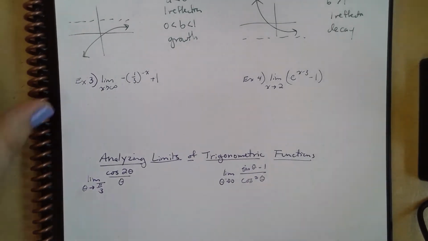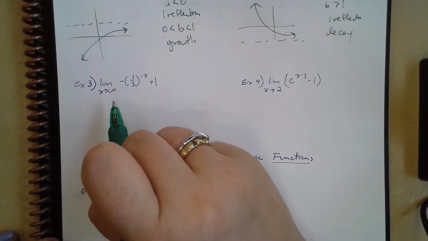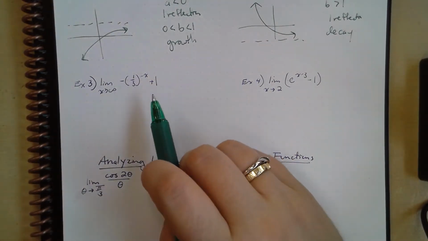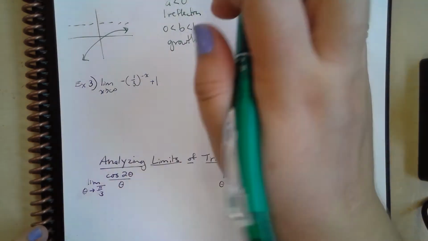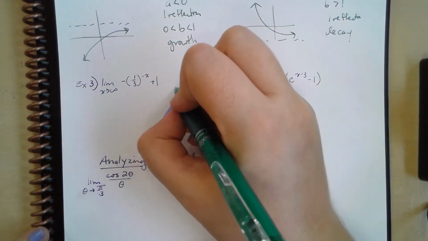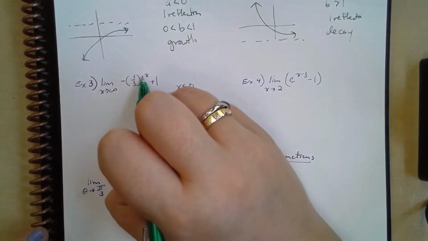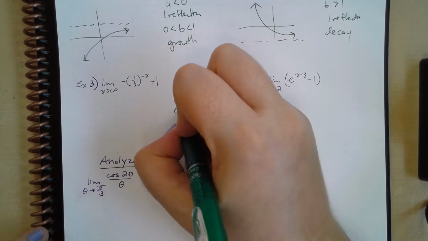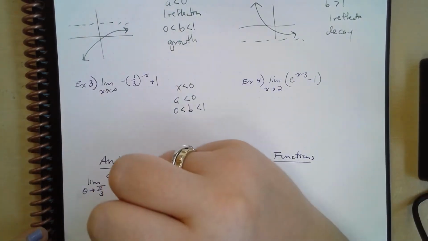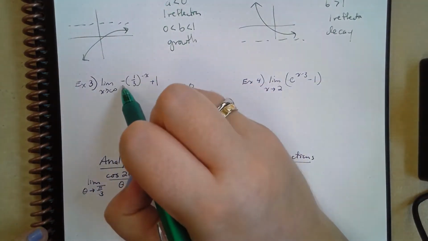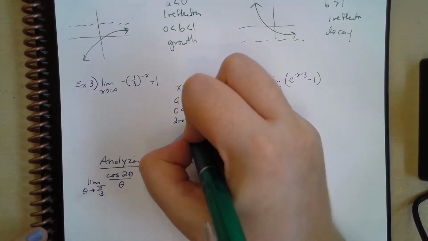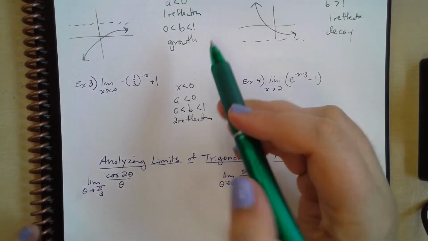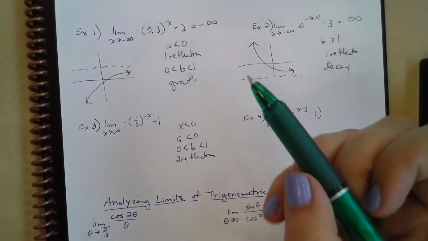Example 3 here. We've got the limit as x goes to infinity of negative 1/3 to the negative x plus 1. Well, in this situation, x is less than 0, right? Because we got a negative x there. A is less than 0. B is between 0 and 1. So because I have a negative here and a negative here, I actually have 2 reflections, right? And so if I have 2 reflections and b is between 0 and 1, I've got decay here.